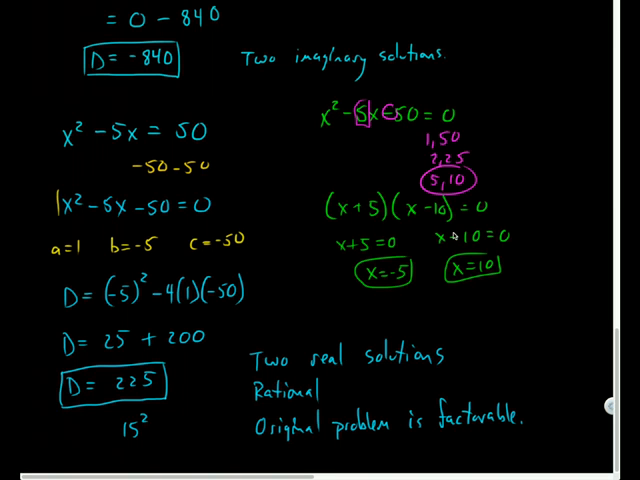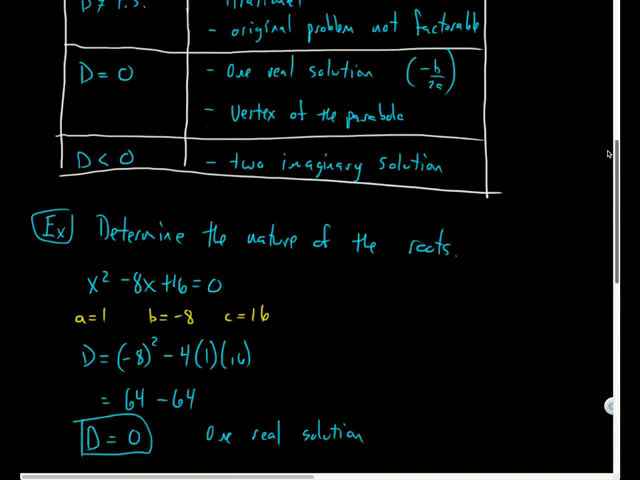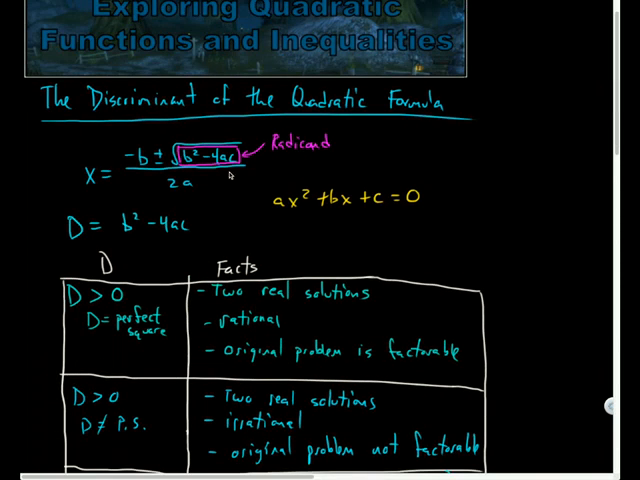So yeah, so that's the discriminant of the quadratic formula. Sometimes it's also called the radicand, merely because radicand is what you call the inside of a square root.